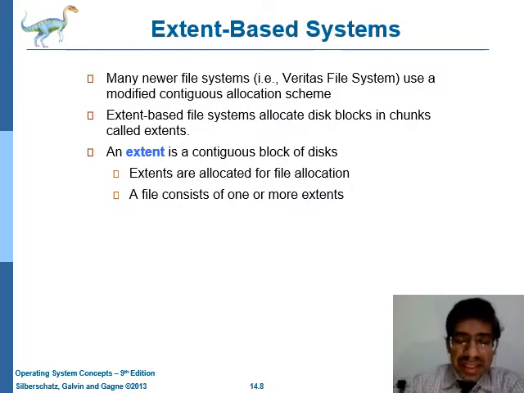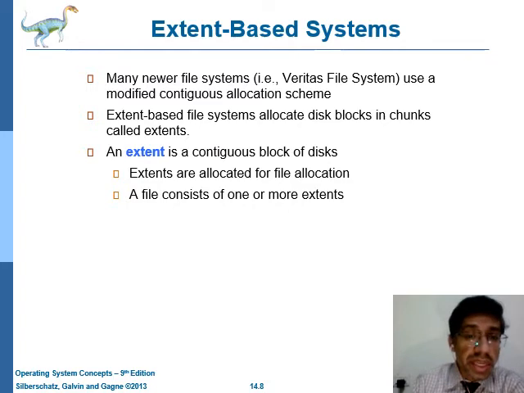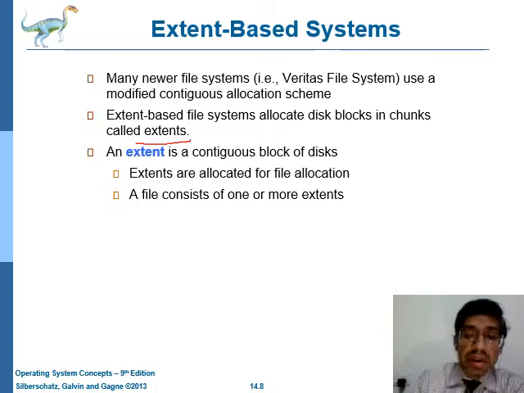Well, another extension to this contiguous allocation method could be extent-based systems. There are certain newer file systems like Veritas which use a modified contiguous allocation scheme known as the extent-based file system. The extent-based file system generally allocates disk in chunks, and these chunks are given the term extents. An extent is defined as a contiguous block of disk. The extents are allocated for file allocation, and a file may be allocated more than one extent.